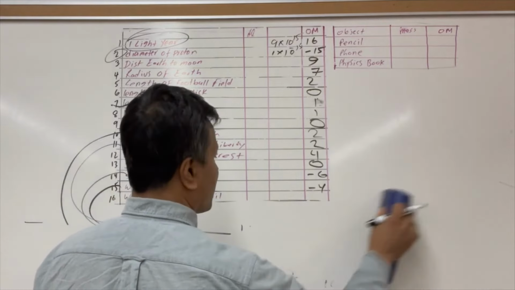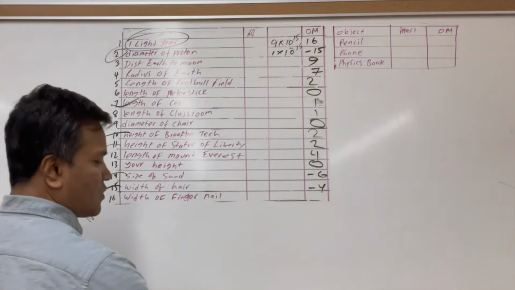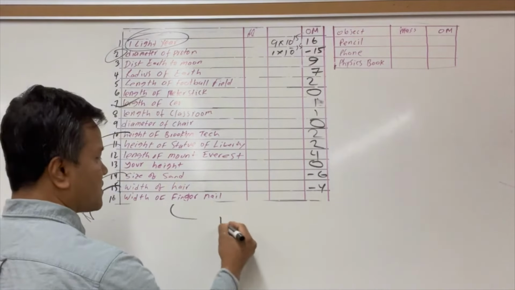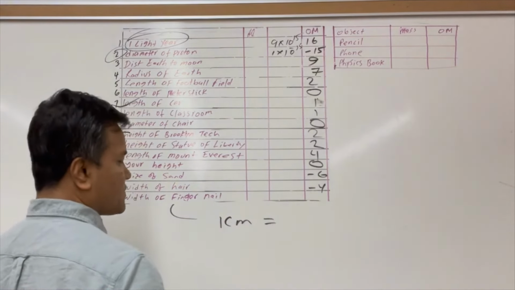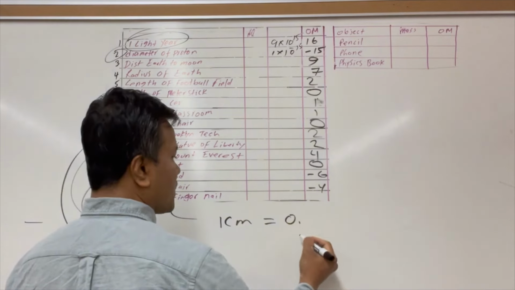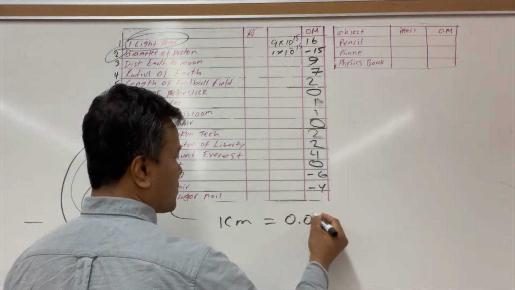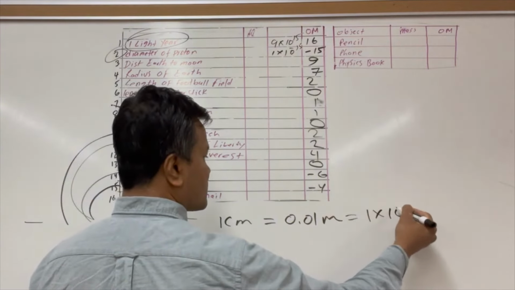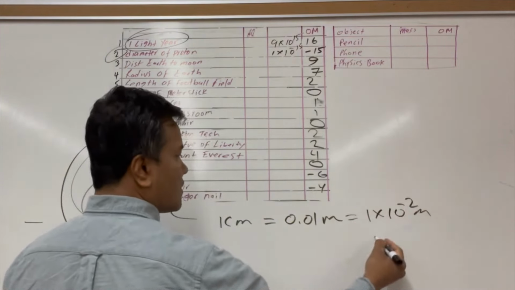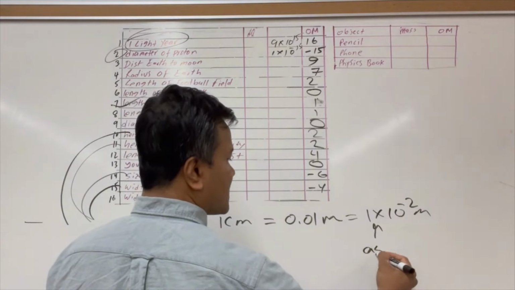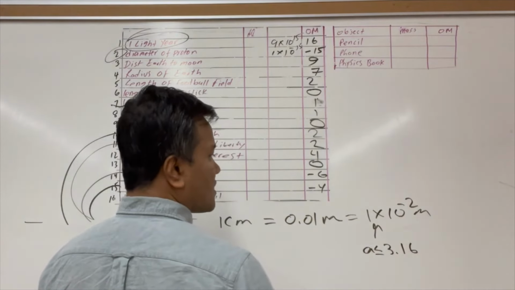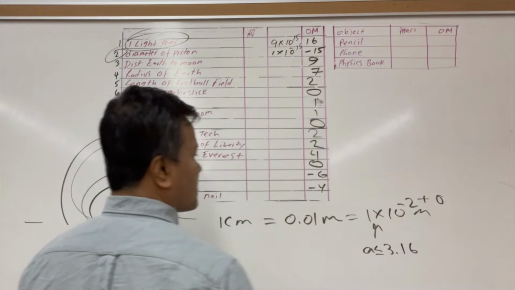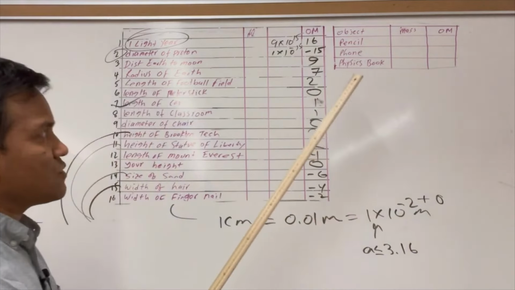Now width of a finger. The width of my finger is 1 centimeter. 1 centimeter is 0.01 meters. 0.01 meters is 1 times 10 raised to negative 2 meters. 1 is less than 3.16. That means this is negative 2. Okay, now we're going to do this one.